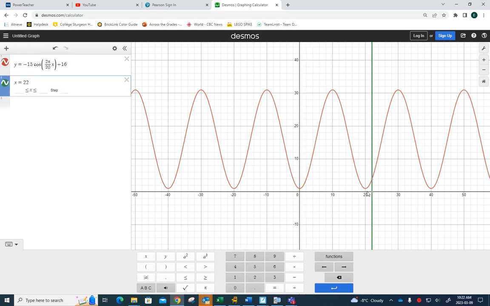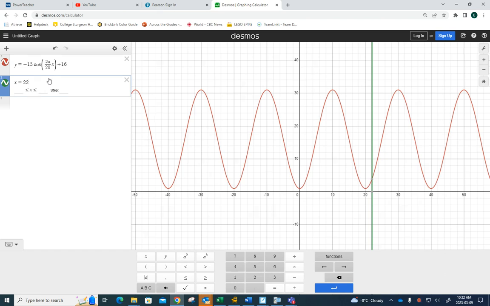So if x is 22, I can just type in x is 22. We guessed it was 5. It's actually at 3.865. So we did an estimate of 5 looking at our graph. We could find it exactly using technology. You could also find it exactly with any calculator. All you would need to do is take this equation and where the x is, plug in a 22. And it would tell you what it is exactly.